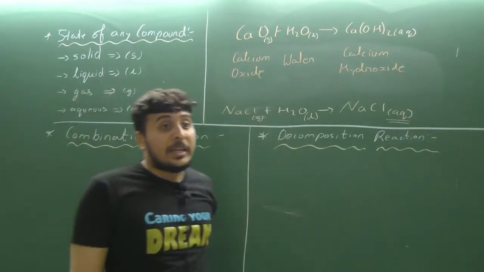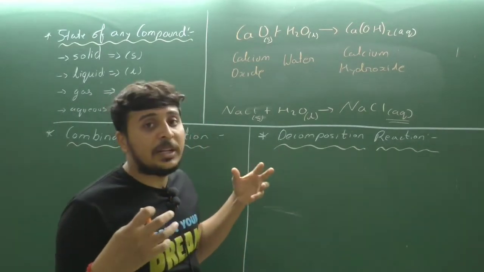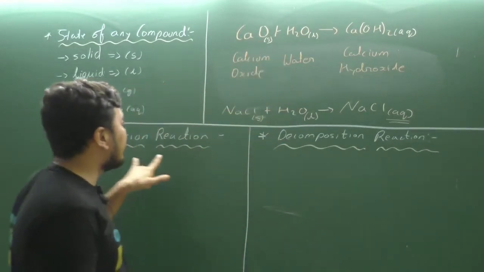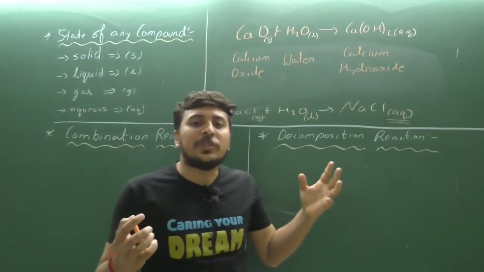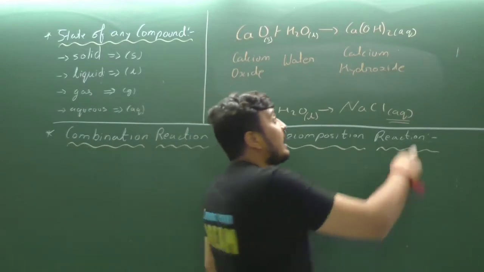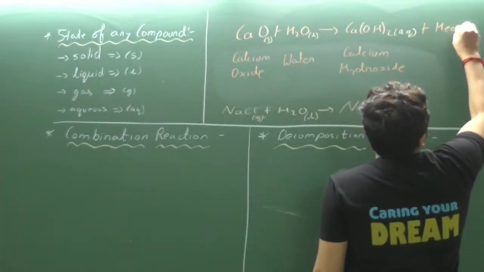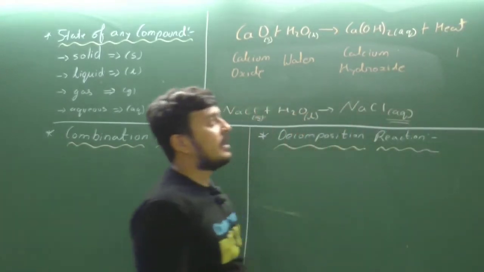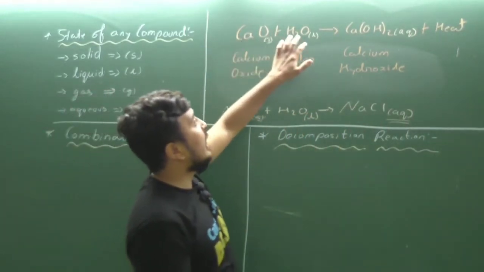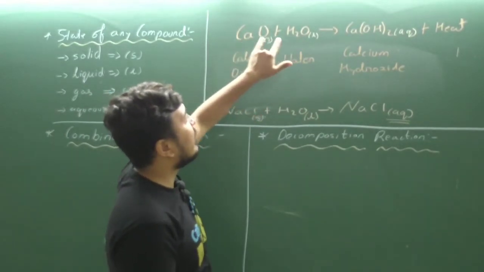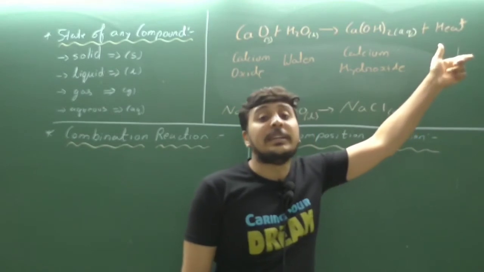Clear? Now, is there any release of heat or information? Do we have any information about the release of heat? It is a combination reaction. In the last lecture we learned that in most combination reactions, heat is released. Here also heat is released. So we will write plus heat. Clear? When calcium oxide reacts with water, it forms calcium hydroxide and releases heat.